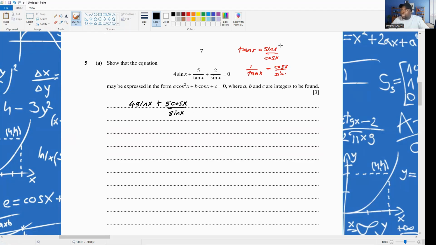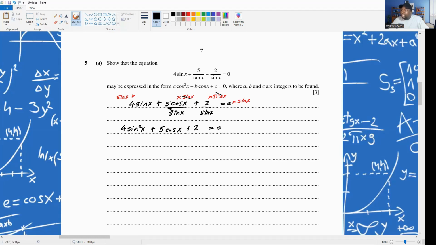So that's how we're going to do it. Here we have plus 2 over sine x, I'll just write it as it is, and it's equal to 0. Now from here, I'm going to multiply all the terms by sine x to get rid of the fractions. So when we do that, we'll have 4 sine squared x plus 5 cos x, and here the sines will cancel, so it's plus 2, and it's equal to 0, because 0 times sine x is 0.